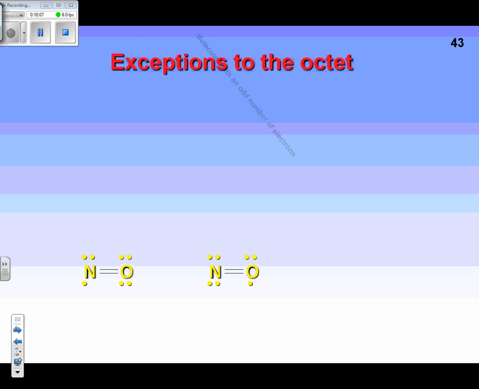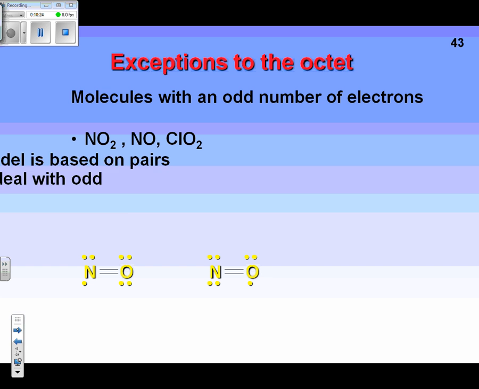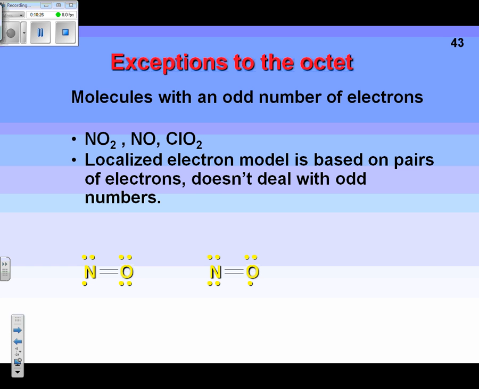All right. So another exception, and the last exception to the octet rule, are molecules with an odd number of valence electrons. NO2, NO, ClO2. These are going to be atoms that have an odd number of valence electrons. And our model deals in pairs of electrons, and so it doesn't deal with odd numbers. So there's no way we can draw these so that each atom has access to 8.